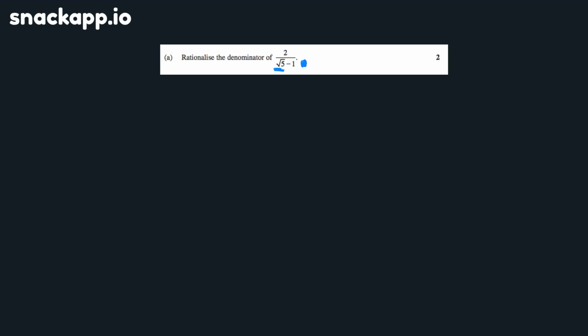Okay, so let's go through that. We have this 2 over root 5 minus 1 as our fraction, and then we're going to multiply it by its conjugate surd, root 5 plus 1. We can't change the fraction, so we're multiplying by the same thing on the top as on the bottom, because all of this is just equal to 1, so we're not changing the fraction.